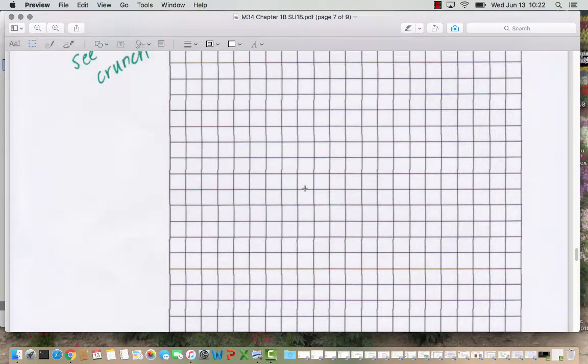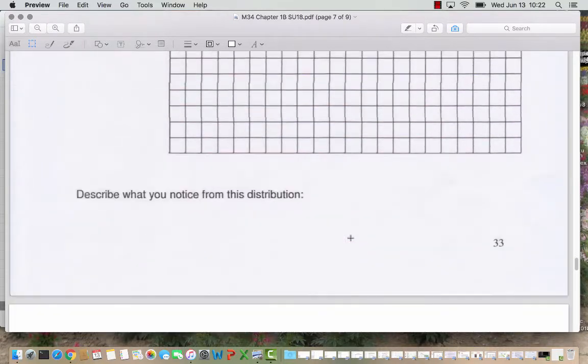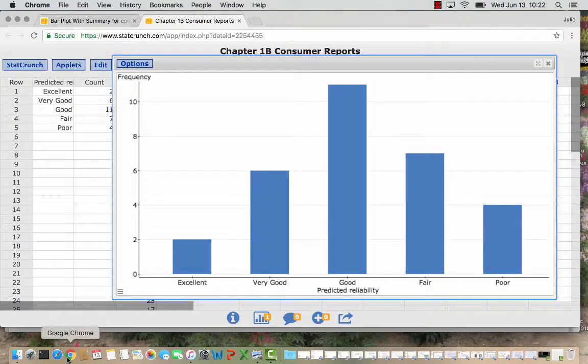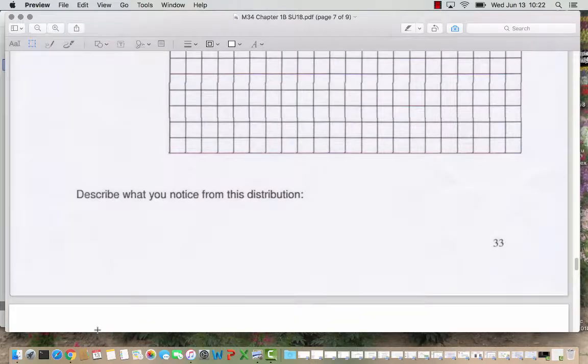So if you draw it by hand, you can sketch this graph from StatCrunch on the grid. And we want to describe what we notice. So let's go back to StatCrunch and see what trends we notice. So we notice that good had the most frequency. If we hover our mouse over, we see that had frequency 11, meaning 11 cars had good predicted reliability. And excellent had the least frequency, with only 2 cars being rated as excellent.